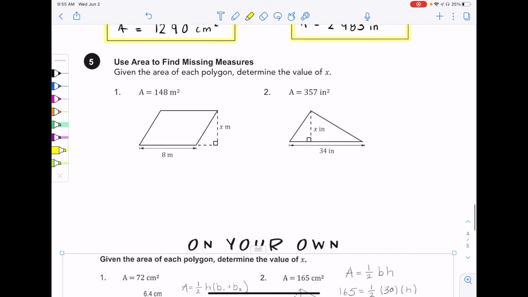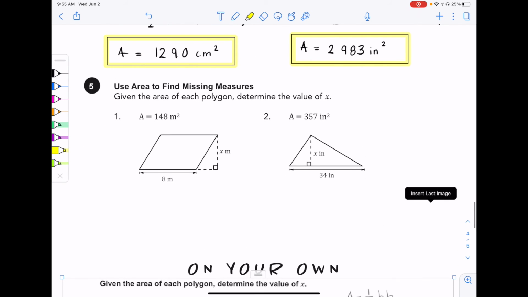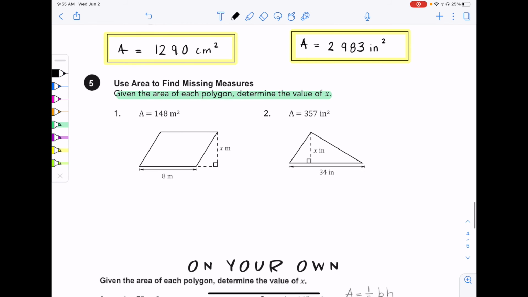And for the last section on the notes before the on your own section, this is working backwards. So it says, given the area, determine the value of x. Looking at number 1, this is a parallelogram. So a parallelogram uses the formula of area equals base times height.